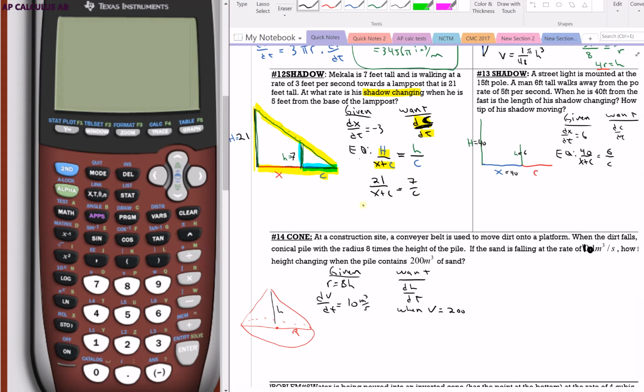Cross multiply, we're going to get 21c equals 7 times x plus c, and you can distribute, and you get 21c equals 7x plus 7c. You can move that 7c over to get 14c equals 7x. Divide both sides by 7, and you will get 2c equals x. Right, and so that becomes our primary equation. Basically, x equals 2c. And we want to know dc dt. So we're going to take the derivative of this, and we're going to get dx dt equals 2 dc dt. And then we just plug in our number for dx dt. dx dt is -3.